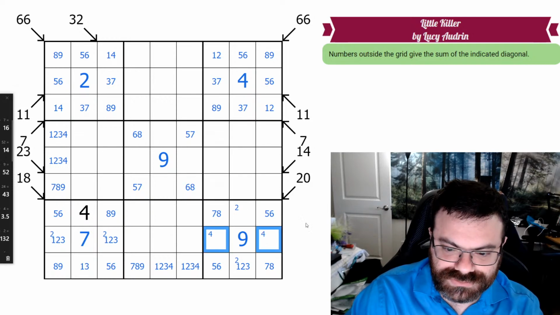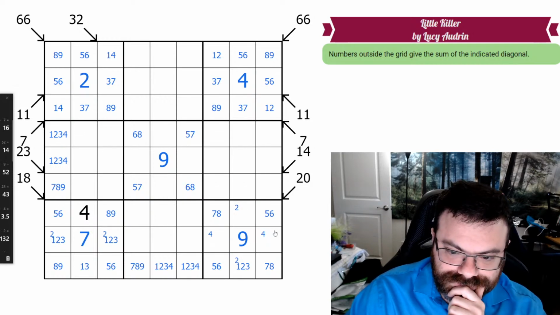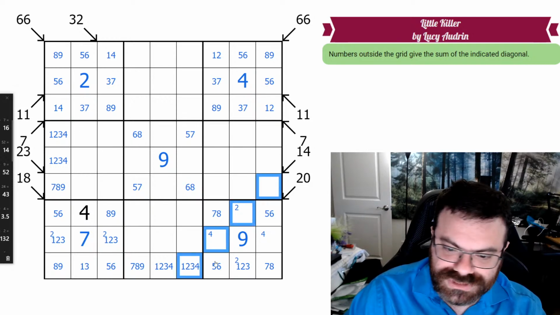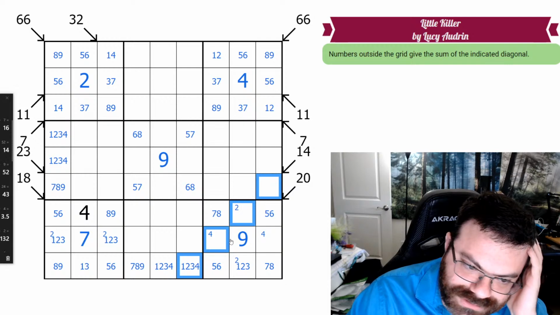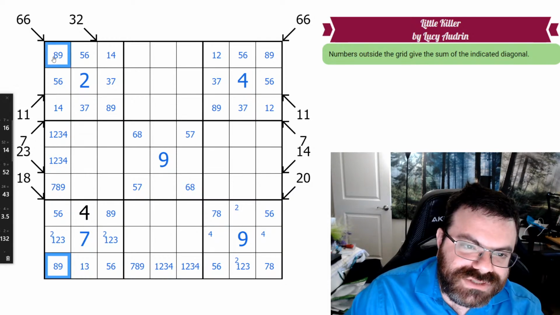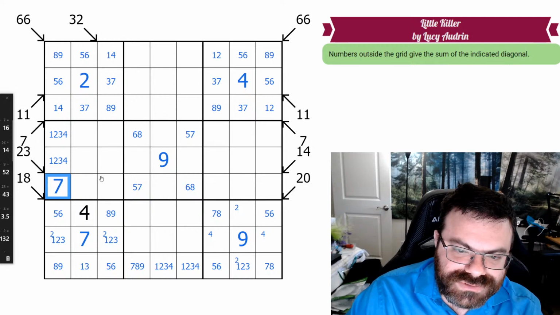Four is in one of these two. Maybe now this 14 is... I mean, we know that had to be low anyway. Oh, we actually do have an 8-9 pair. Okay, so that's a 7. That's 5 and 7.